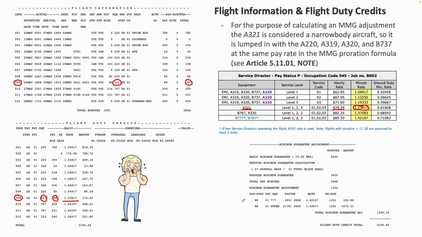But you'll notice when looking in the minimum monthly guarantee adjustment section at the different aircraft types that are factored in, that there is the 777, and then there is a category simply referred to as other, and this is really for narrow body aircraft, and then for other items such as union business or an airport standby.